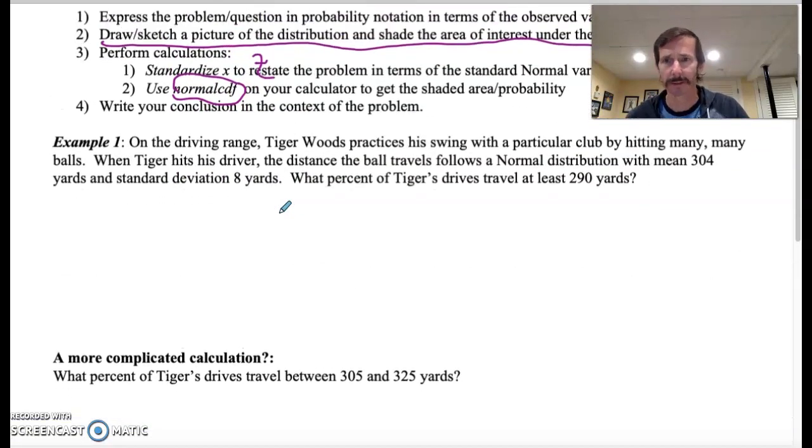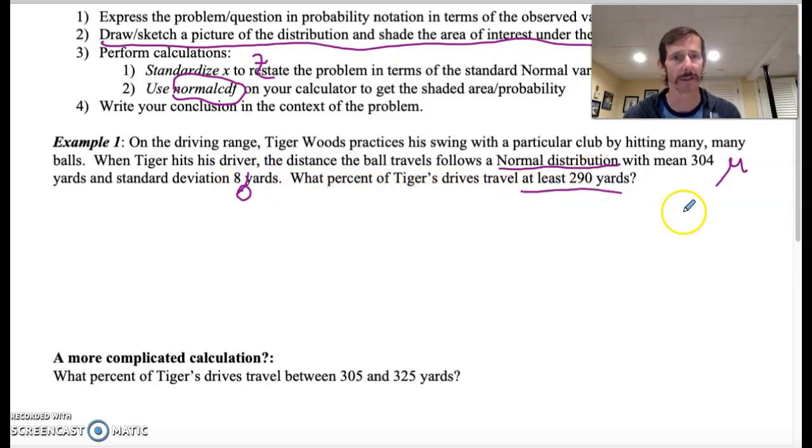Here we go. Tiger Woods practices his swing, etc. We've got information that it's normal, so that allows me to use this function on my calculator. If I don't know it's normal, I can't do this, but I'm told it's normal, so I'm good. There's my mean, it's 304. That's helpful. There's my standard deviation, sigma. That's helpful. And I want to know the percent of his drives that travel at least 290 yards.